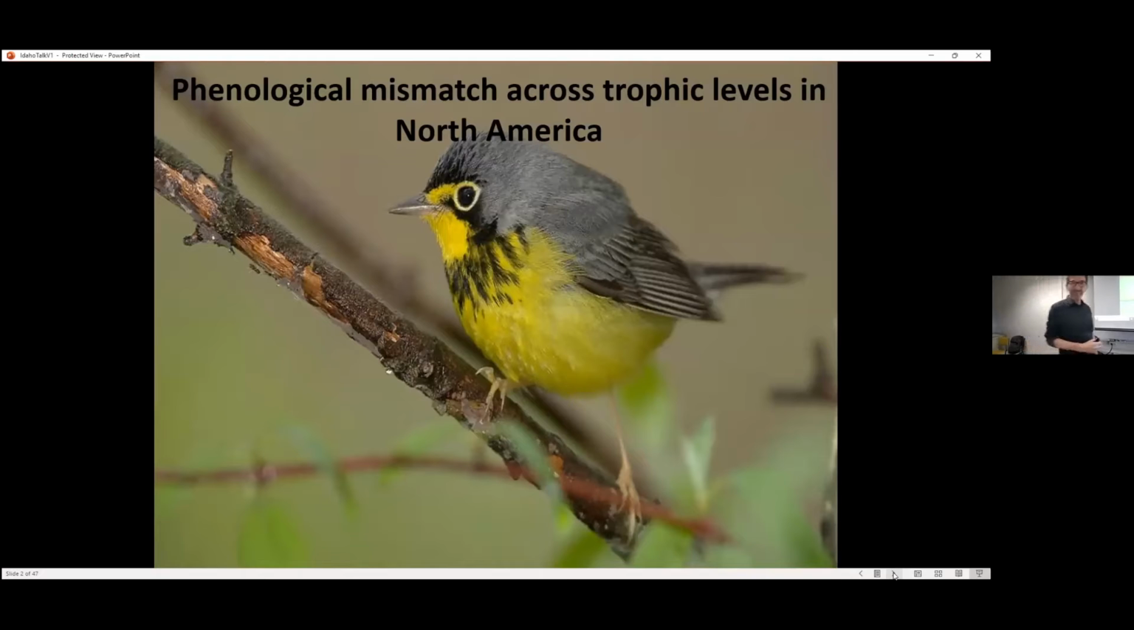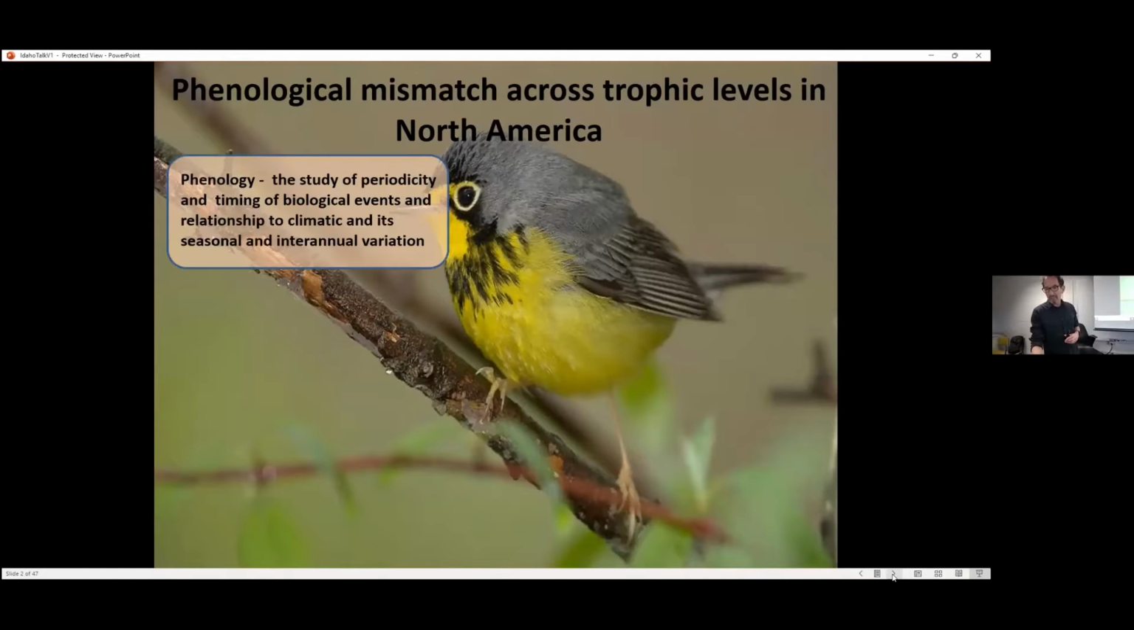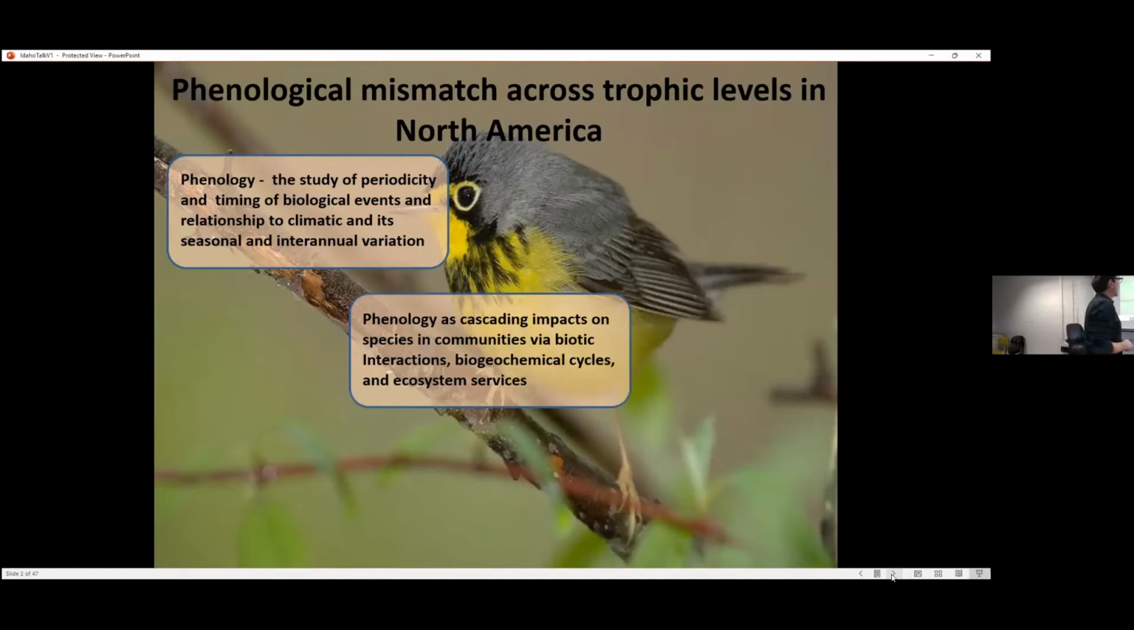Okay, so what I'm going to cover here is phenological mismatch across trophic levels, focusing on North America. I mentioned this already, so I won't dwell on it, but basically, phenology is the study of the periodicity and timing of biological events and how it relates to climatic change, both seasonally and interannually. And like I had mentioned before, I think this periodicity and cyclicity is really worth thinking about in terms of its importance for biotic interactions. But phenology is also really important as it has cascading impacts on biogeochemical cycles and ecosystem services.